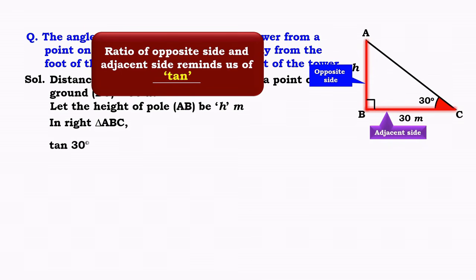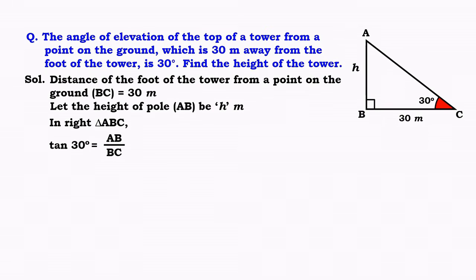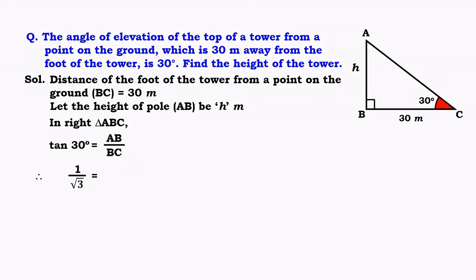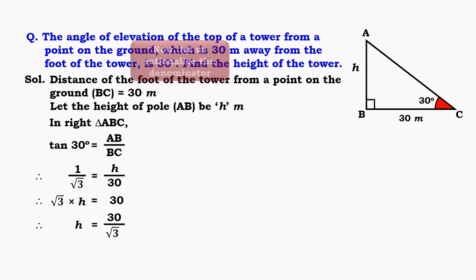Therefore, the tangent of 30 degrees is equal to h divided by 30. We know that the tangent of 30 degrees is 1 divided by root 3. So, 1 divided by root 3 is equal to h divided by 30. Now, cross multiplying, we get root 3 multiplied by h is equal to 30. Therefore, h is equal to 30 divided by root 3.